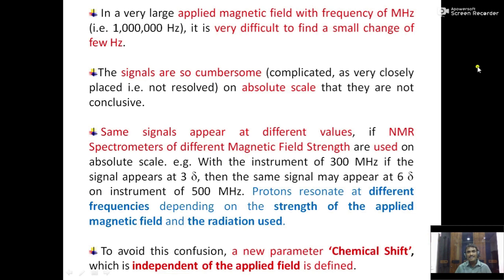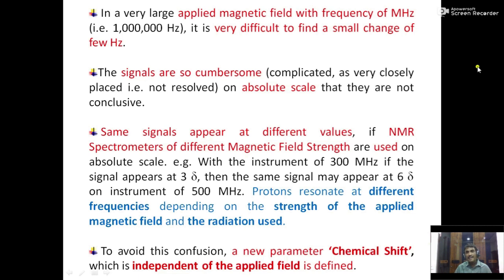Also, the signals in the case of the absolute scale are so cumbersome, so complicated, and so closely placed that they are not well resolved, so we cannot get a proper conclusion. They are very closely placed. The absolute scale becomes very complicated and very cumbersome.